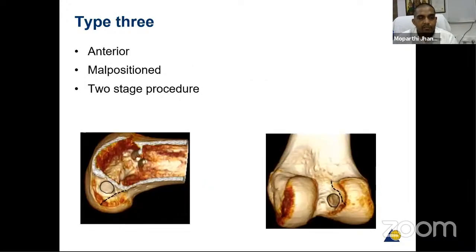Type 3, anterior malposition, then we have to go for the two-stage procedure. Because if you go for the single-stage procedure, if you go to the posterior, there will be chances of convergence of the tunnels. And simultaneously, there will be weakening of the bone and adjacent lysis of the tunnel also, in the second stage of tunnel.